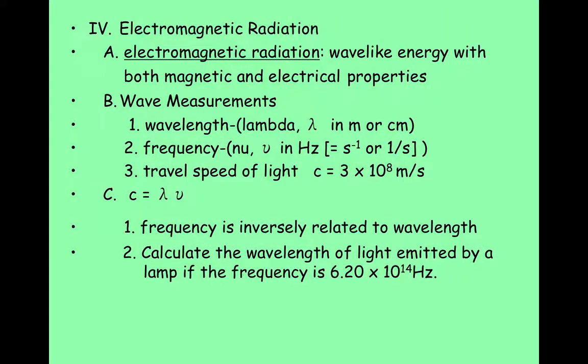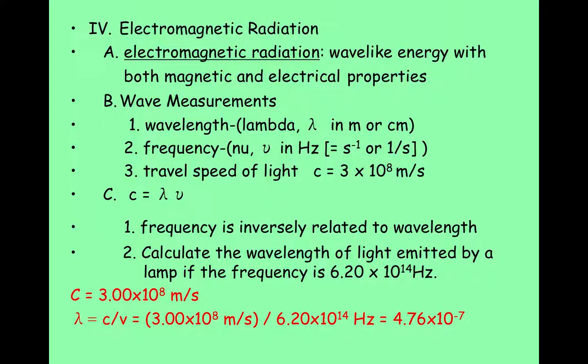And the last part of this is a question for us to solve, a problem. Calculate the wavelength of light emitted by a lamp if the frequency is 6.20 times 10 to the 14 hertz. So I know that c is 3.00 times 10 to the 8th meters per second. And then I have to rearrange my equation here.